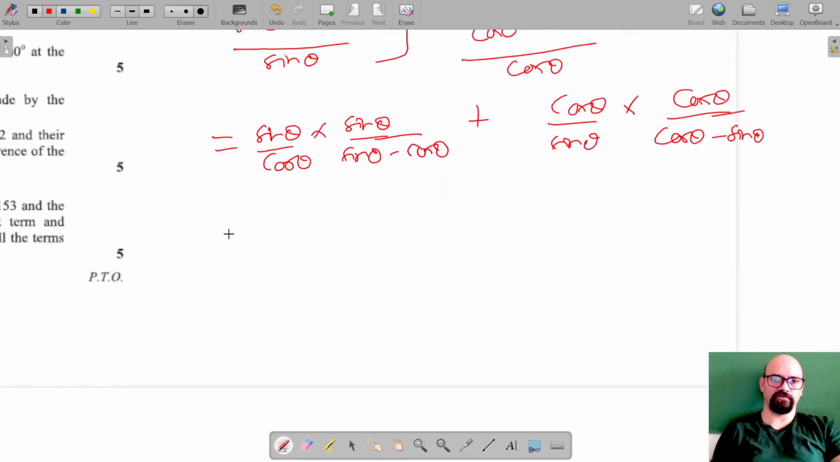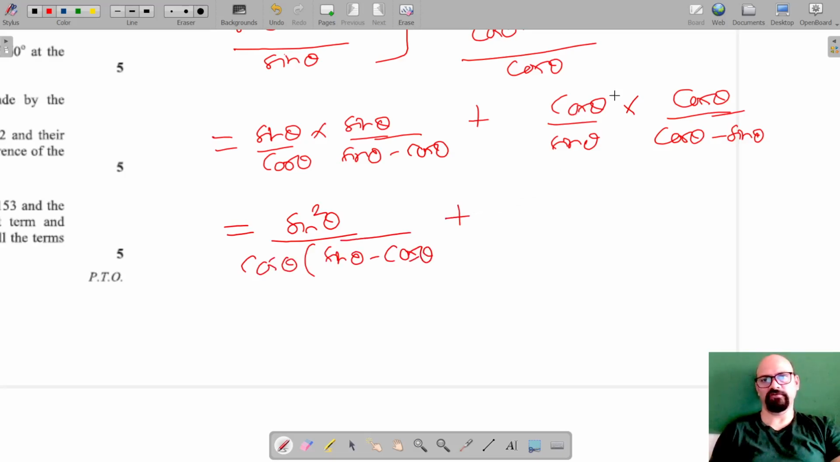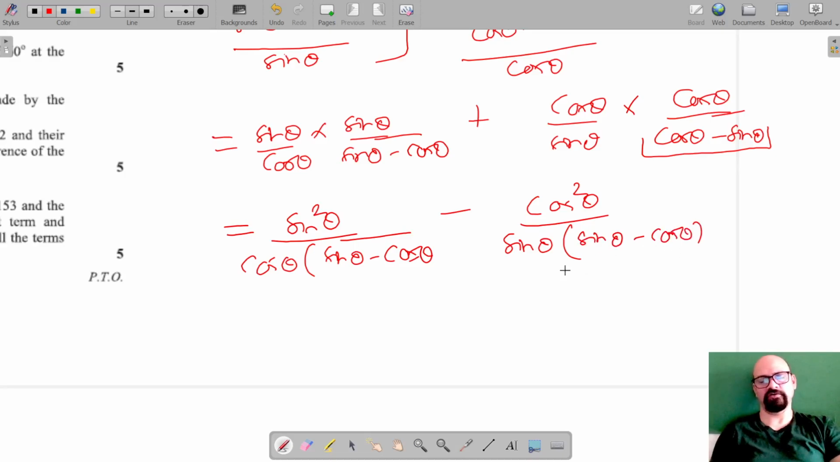Now sine theta into sine theta is sine square theta, and this is cos theta into sine theta minus cos theta, and after that is plus, so cos into cos is cos square theta. And let's take negative out of this. So if I take negative out of this, this is negative, and now sine theta minus cos theta becomes the denominator factor.